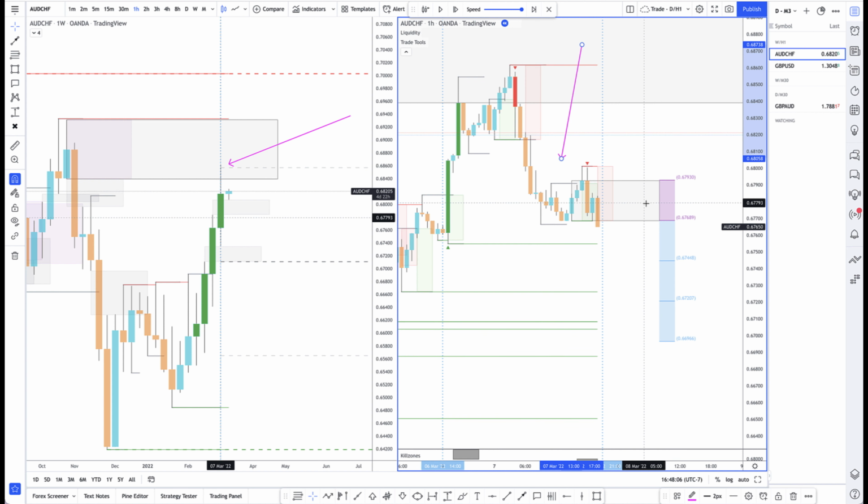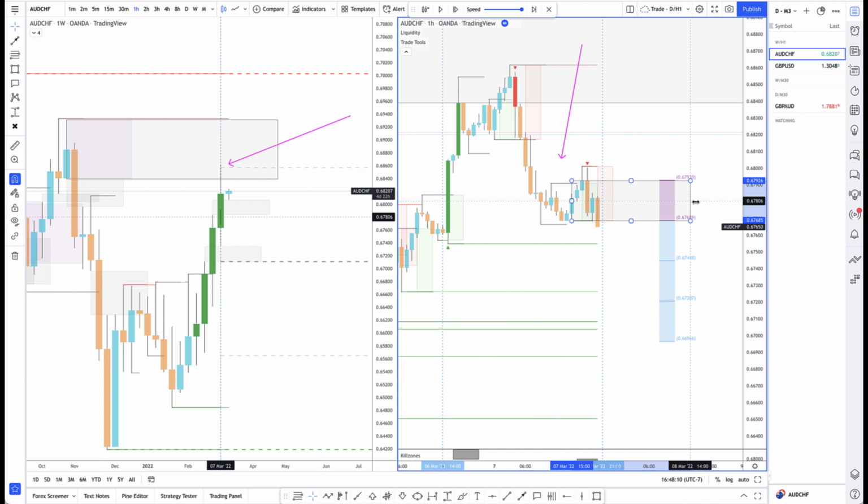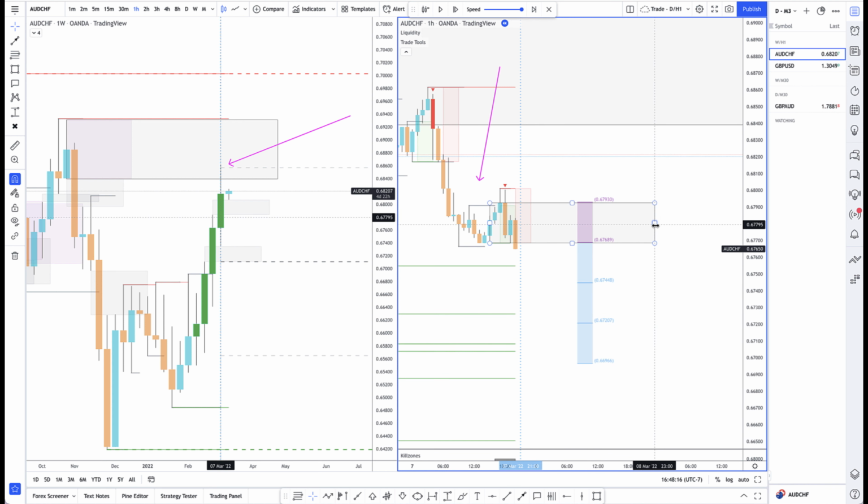So if I just expand this, let me sync this in. You can see, I don't know if it will be visible. Let me actually draw a line here. I think that'll be much easier to see.